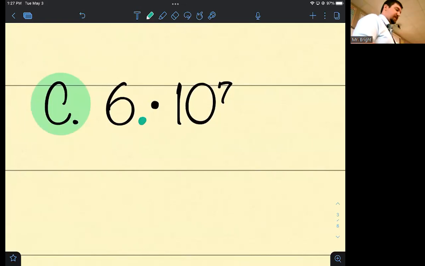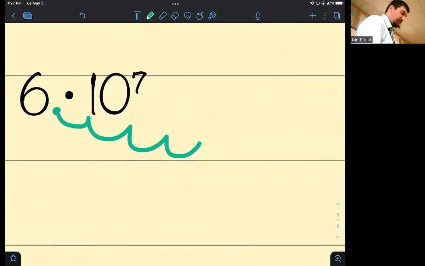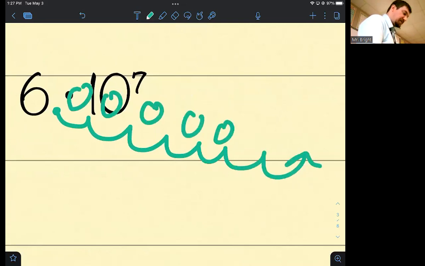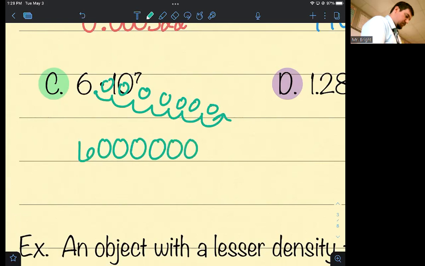We still have to move it 7 times. Now, because this time I'm not moving it around any other digits, I am actually going to add 7 zeros. 1, 2, 3, 4, 5, 6, 7. On your work papers, please tidy it up. Don't leave that as the answer. That can be your work. Go ahead and tidy it up and make it 60 million.